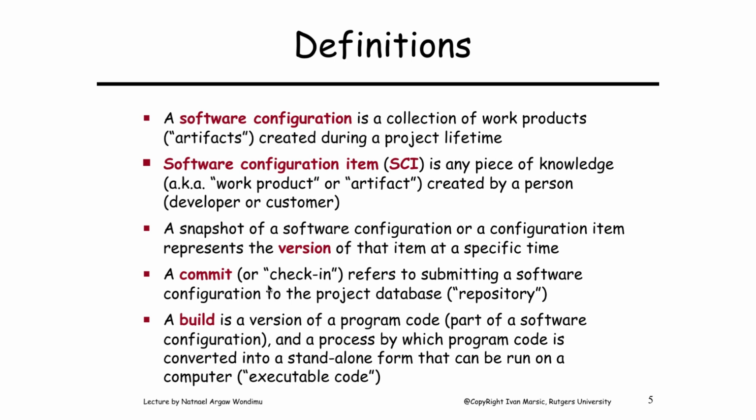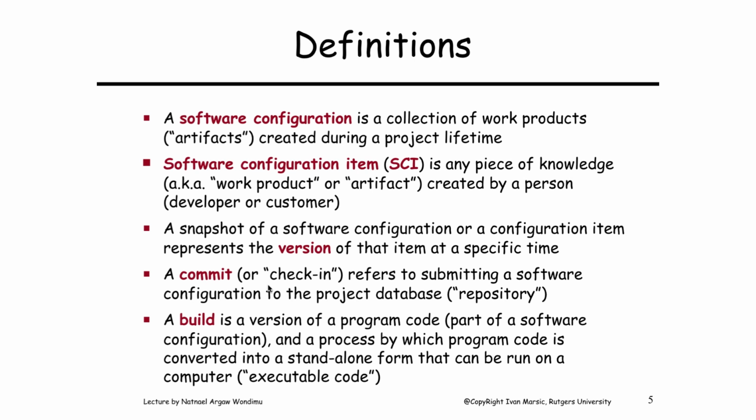On the other hand, a snapshot of a software configuration or a configuration item is called a version of that item at a specific time. So when we say version, it's a snapshot of a software configuration or a configuration item at a specific time. Another important concept in software configuration management is a commit. We say something is committed when we submit it to the software configuration project base, or what we call a repository. If you submit something that you have done locally to a central project database, which we call a repository, then what you are doing is called committing.